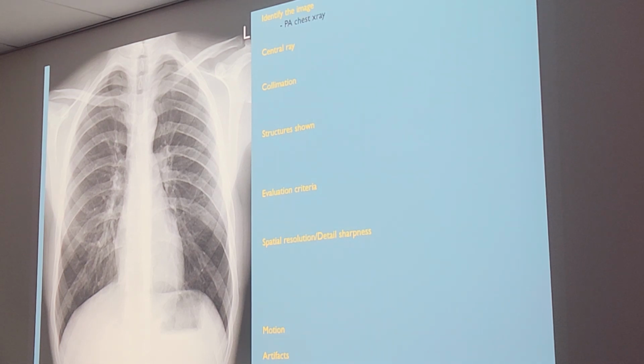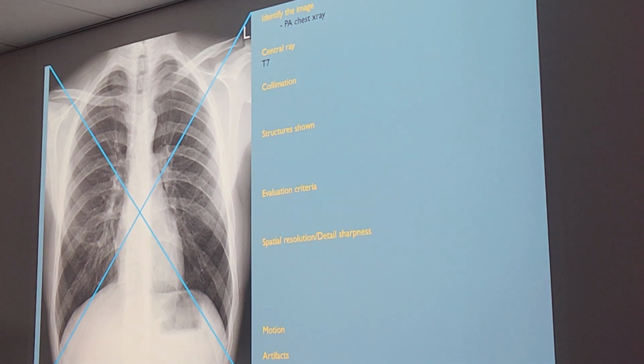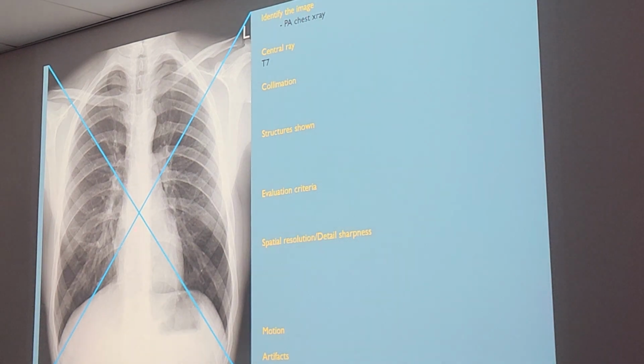So we already identified this is the chest, central ray. On your images, a good way to check it is to draw a line from this corner to that corner, and another line from this corner to that corner. The point where they meet should be somewhere around T7. It doesn't have to be exact, but it's a way to check if it is a well-centered image. Right now, it looks like the patient was a little to the right. But since it's not excessive, it's not a terrible image.